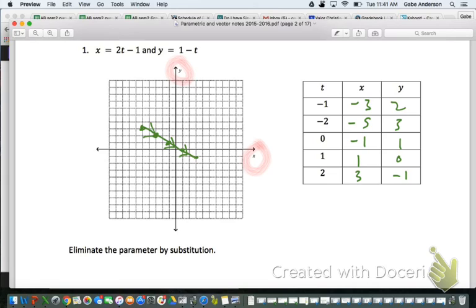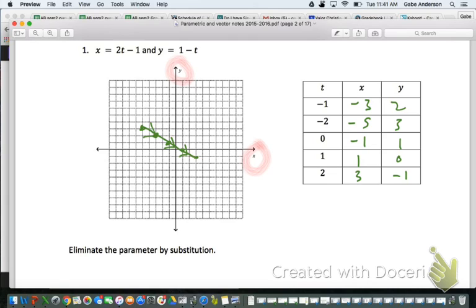Okay, and then finally, eliminating the parameter by substitution. What did I say the parameter was for these? T. Yeah, x and y both depend on time. So to eliminate the parameter, that means the result should have no t, right? If it's eliminated, it's gone. We're going to use substitution to do that.